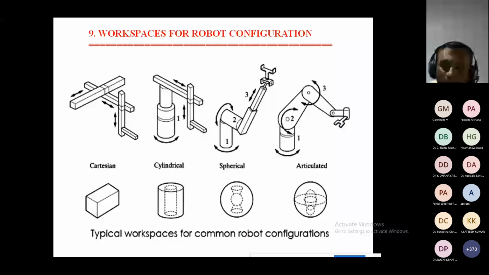In the general category, if we focus on the mechanical structures, then the total robot design is based upon the main 4 types of structures. One is the Cartesian robot, which moves in the X, Y and Z directions. The cylindrical robot moves linearly as well as rotationally. Spherical means it is completely based upon a spherical structure, within a spherical envelope. Then the articulated robot.